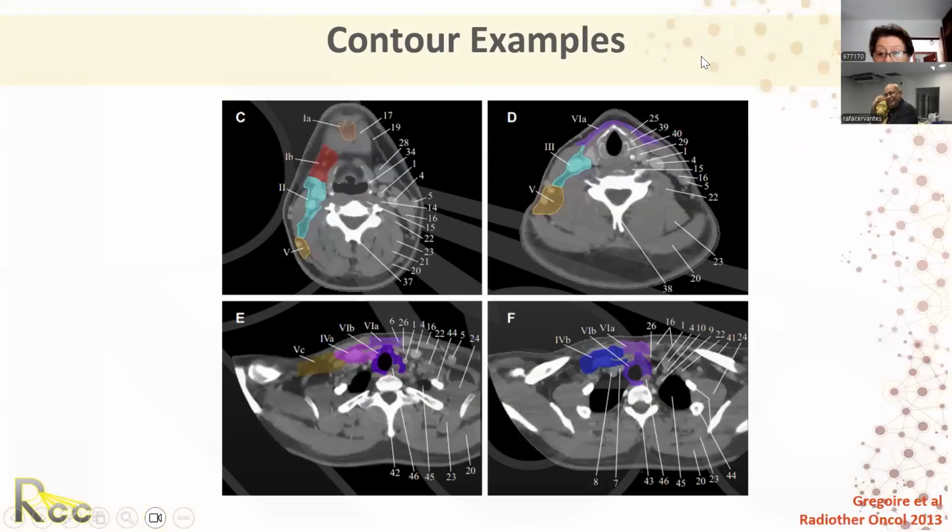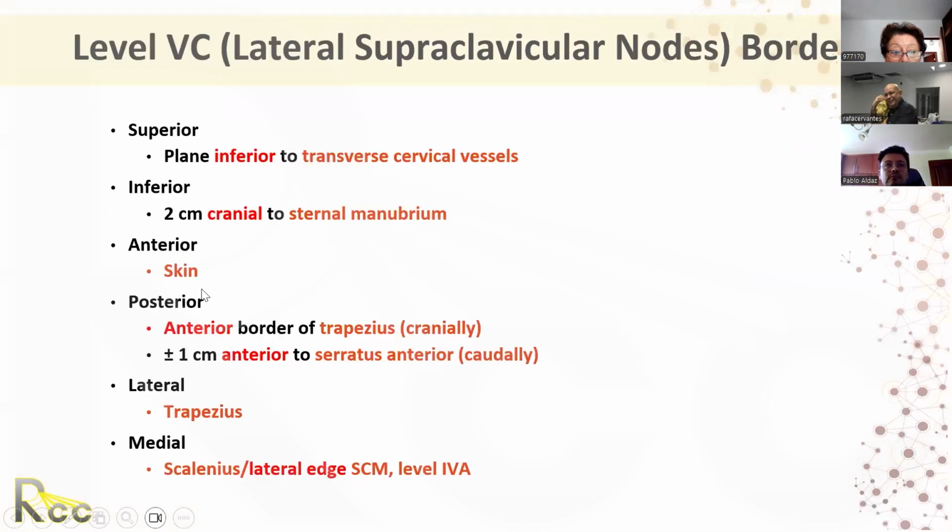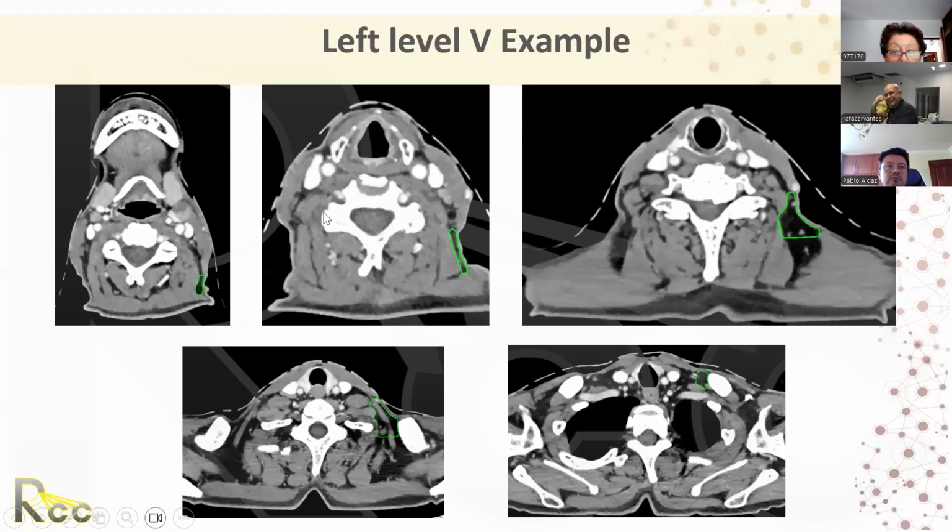Here are some contour examples of level 5. This is directly from the Gregoire Atlas. Here is a case that I have treated in the past. So this is me attempting to contour level 5 electively on this patient in green.